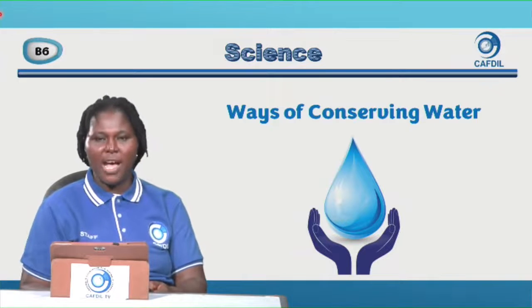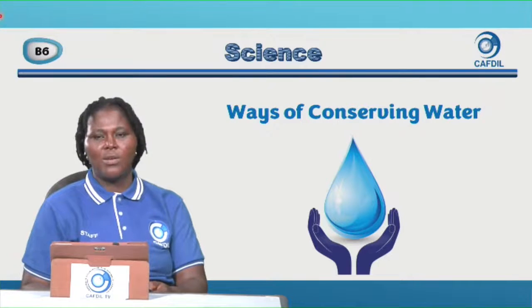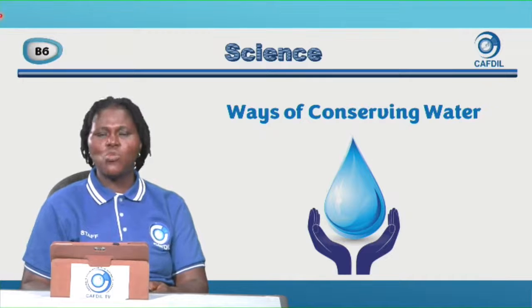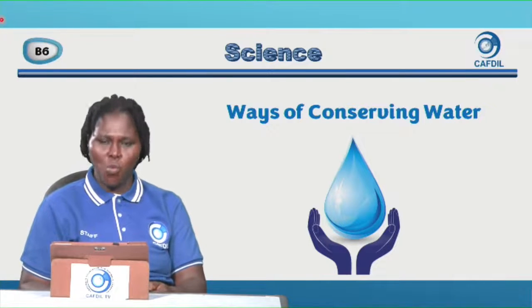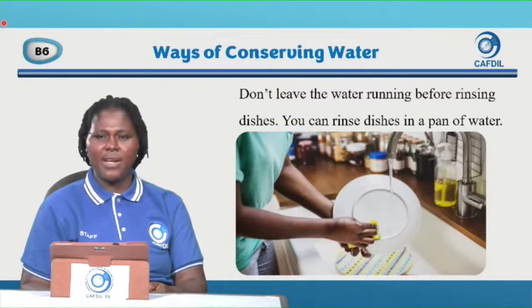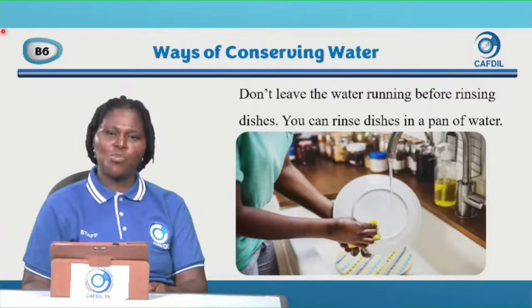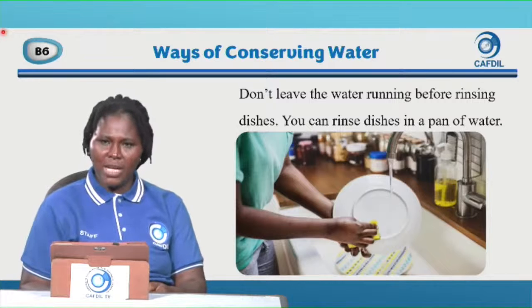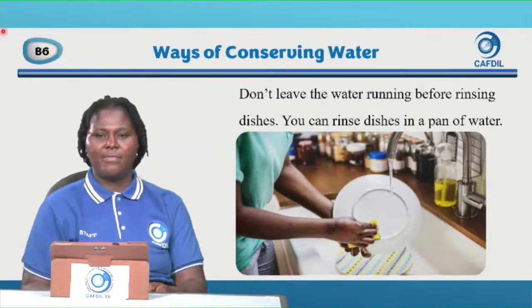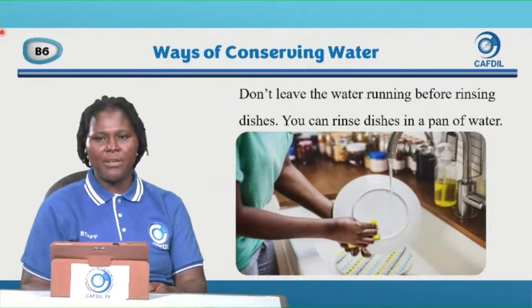Ways of conserving water. All that we have talked about, what are the alternatives? What are the things that we will do so that we stop wasting water? We are going to look at them. The first one says, don't leave the tap running before rinsing dishes. You can rinse dishes in a pan of water. So you find a pan, fetch a small amount of water, and then you clean your dishes in it. Then after, you throw it away.